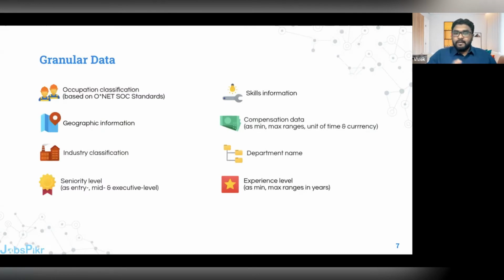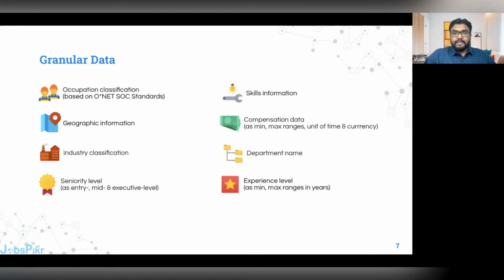So this is the granularity at which we currently go. There is occupation classification, skills information, and geography is again standardized. So you would not have difficulty in, say, analyzing data. For example, New York could be NYC, New York City, New York. It could be named in multiple ways. All of that is already classified and tagged according to the standard nomenclature.